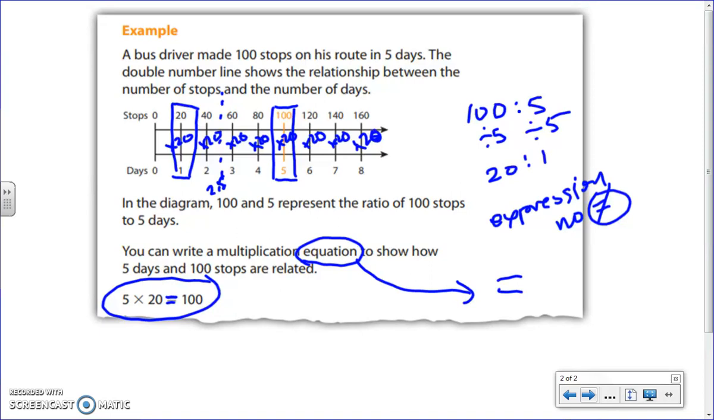So I would bet that your assignment has to do with the double number line, how to analyze it, and the relationships and the patterns involved. And I'm sure that there's going to be some expression, maybe an equation question on there as well. So that's it for today.